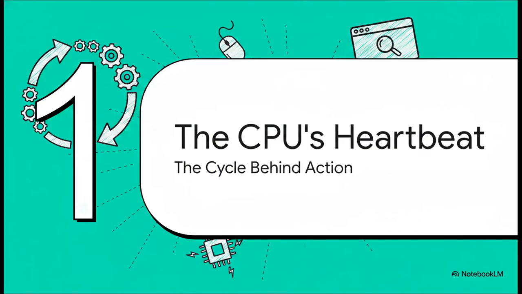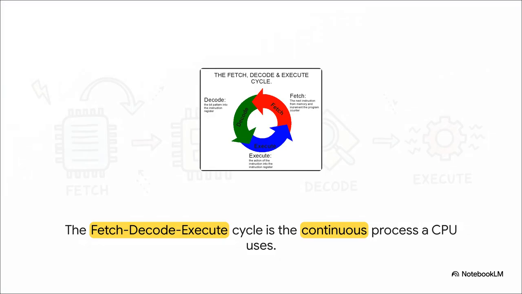So at the very root of every single thing your computer does, I mean everything from moving your mouse an inch to rendering a massive 3D world, is this one simple cycle. And you gotta love the simplicity here. Fetch, decode, execute. That's it. It's a loop that never ever stops.